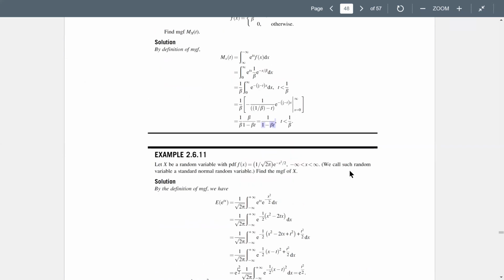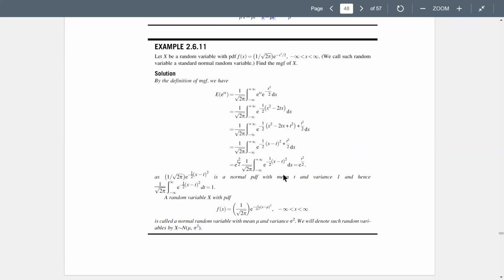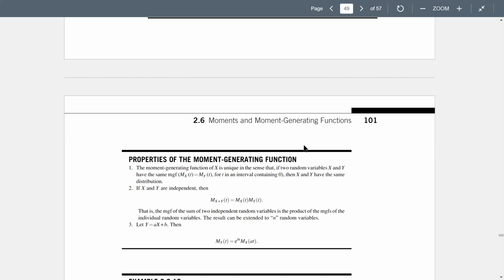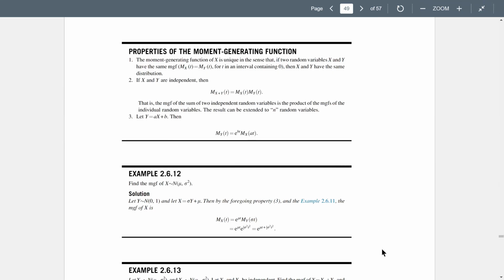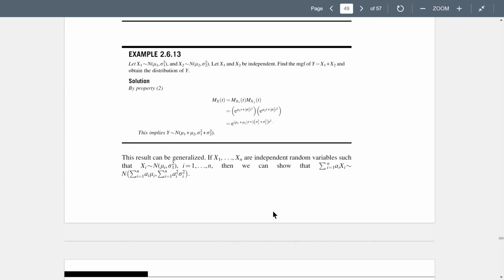But then what can you use after you get this moment generating function? You can differentiate it with respect to t once, set t to 0, and you can get the mean for the random variable x. And then you can differentiate it twice and set t to 0, and you'll get the expected value of x squared, and so on and so forth. I will probably leave the other examples for you to study.